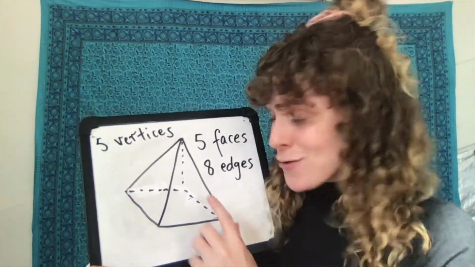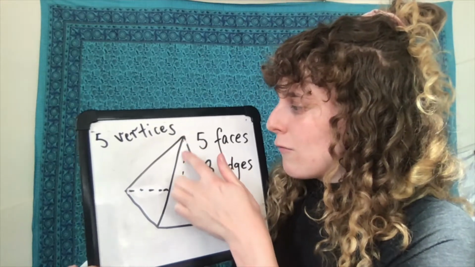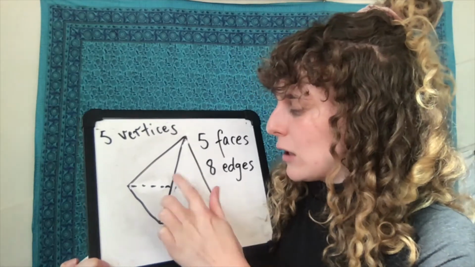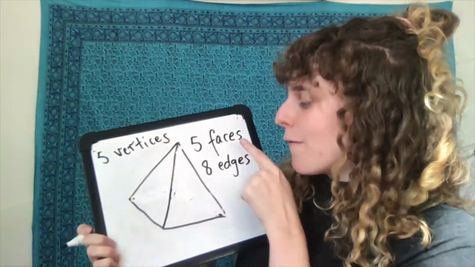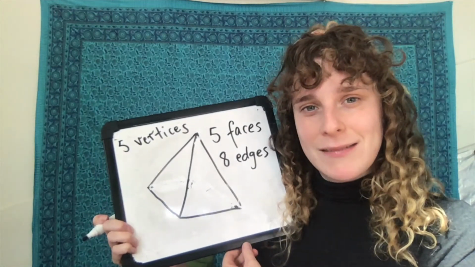So that's how I drew my pyramid so we could see the other side of it. But if I rub out those little lines, then it might look a little bit more like a pyramid. There we go. It's got 5 faces, 8 edges, and 5 vertices.